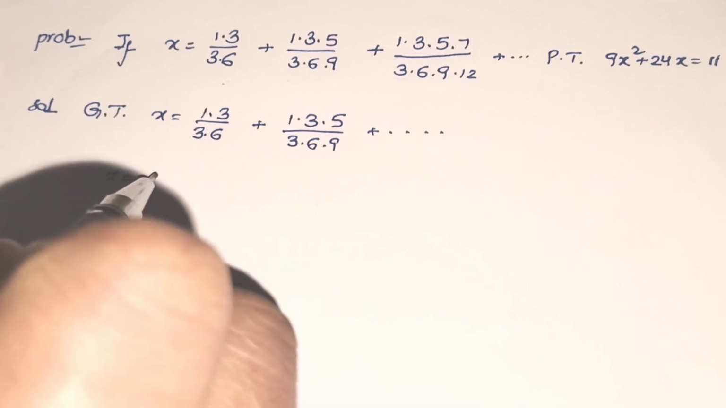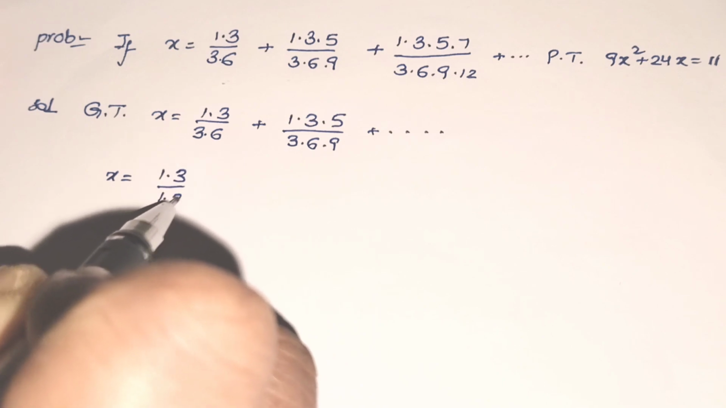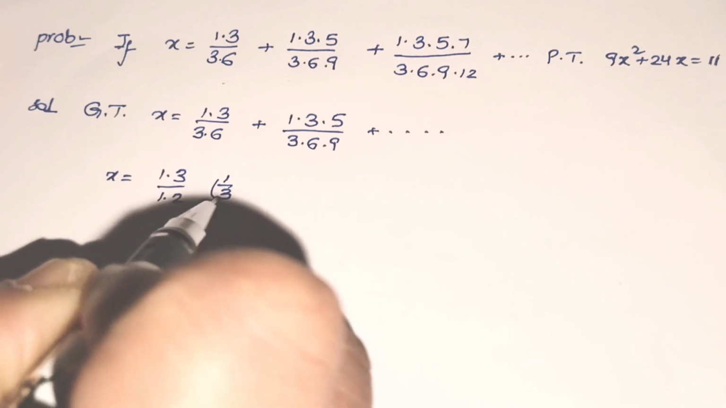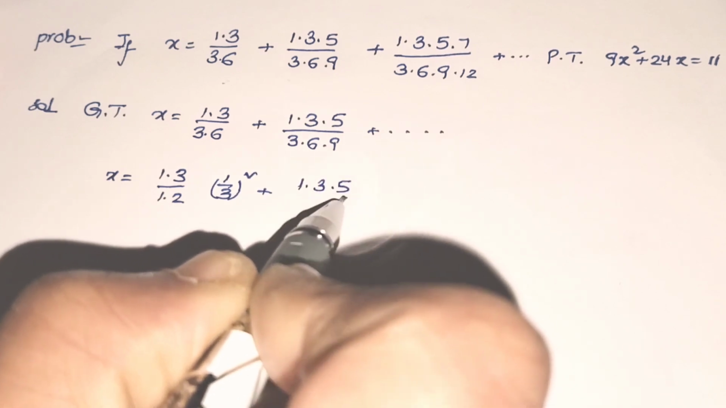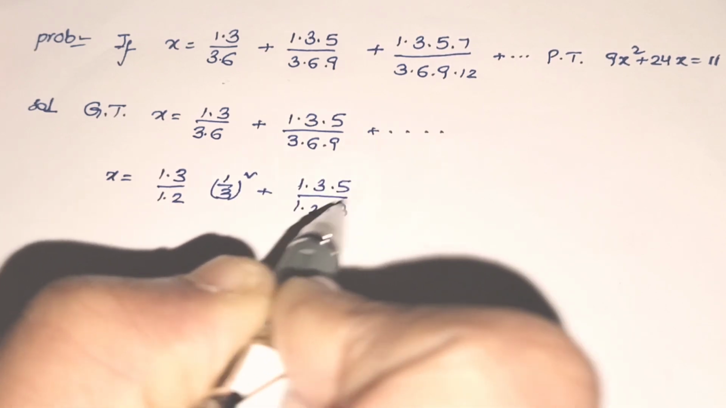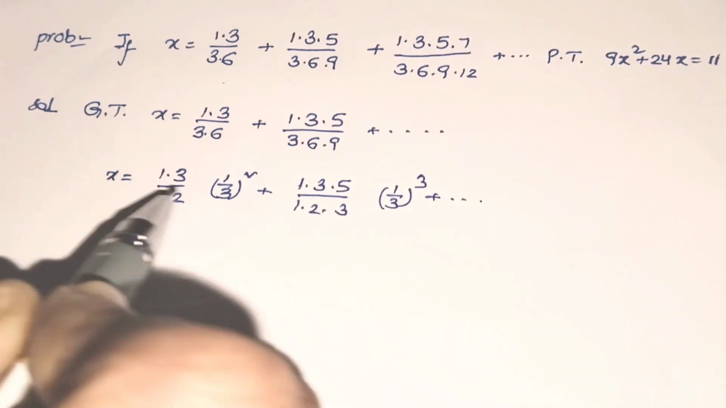X is equal to, what is the next step here? 1 into 3 by 3 into 6, taking the 3 common here, what you get is 1 by 2 into (1 by 3) whole square. Here also this is 1 into 3 into 5 by, here also I am taking the 3 common, then what you get is 1 into 2 into 3 by (1 by 3) whole cube. Okay, this is the third term, this is the fourth term.